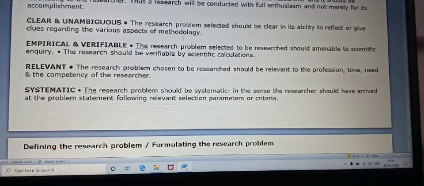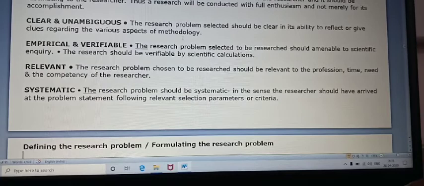The next thing is research problem should be empirical and verifiable. I have already told you, any research should be verifiable. You are doing research. If another person does the same research, they should find the same answers. Then only it is empirical and verifiable. If you do wrong things, then it will not be verifiable. Okay, and the research should be relevant. Again, we already saw research is current. So you cannot do research on topics which are not needed. So it should be relevant to the current profession, current time.